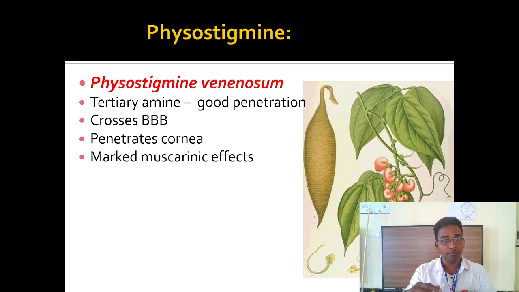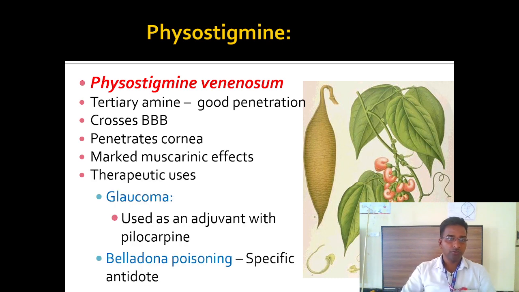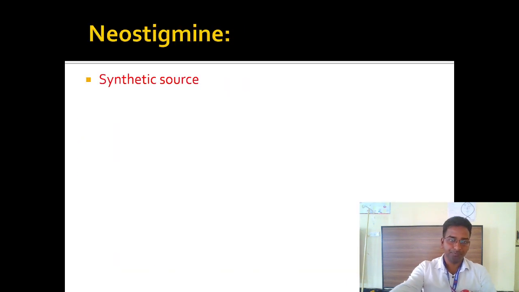Particularly, it will elicit muscarinic effects. Wherever muscarinic receptors are distributed, this drug will act on them and elicit the function. Mainly it is used in two important conditions. One is glaucoma, as adjuvant therapy along with pilocarpine, and the other is belladonna poisoning or atropine poisoning, as an antidote. These are the particular therapeutic utilities of physostigmine.